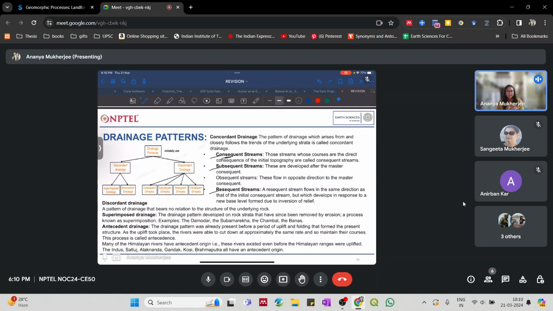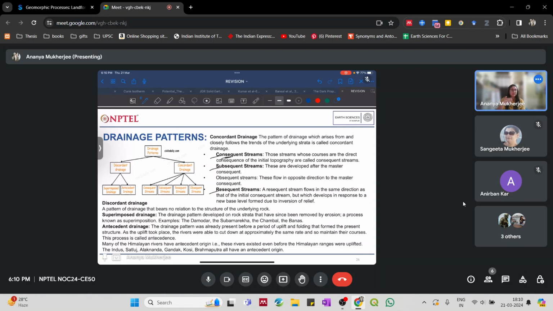And antecedent is usually the changes in the drainage pattern that we see due to tectonic events, either folding, or where one part has uplifted and one part has gone down. Okay, when the uplift was taking place, the river could adjust its rate of flow, or change its course in a way that it actually tries to compensate for the uplift that has happened. Okay, and it will be maintained.